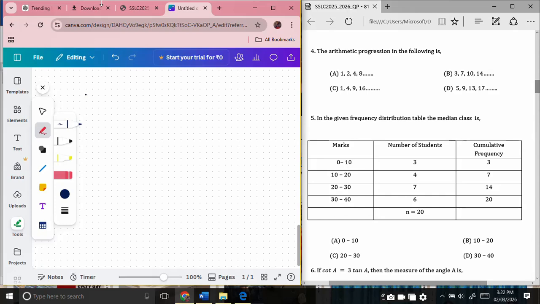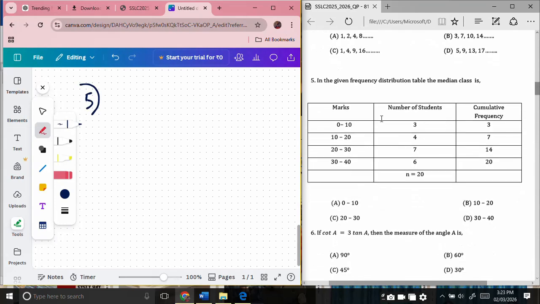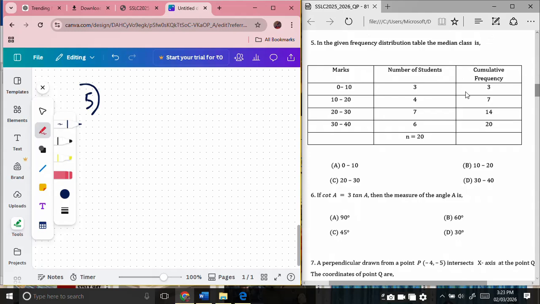Next, the fifth question. In the given frequency distribution table, the median class is? Which is the median class we have to find out? Median class, easy trick. First, n by 2 is the formula for the median.